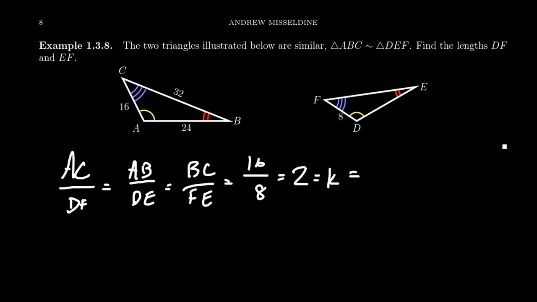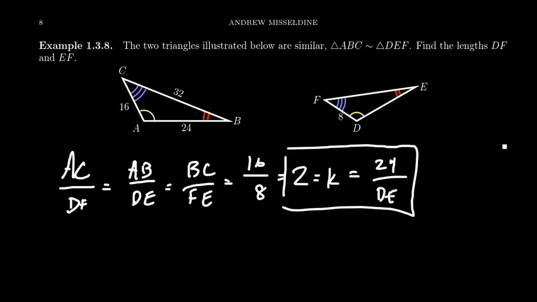So you get that if we take, for example, AB was equal to 24, and if we take DE, which we don't know what that is, we get that 2 is equal to 24 over DE. That's to say that 2 times DE is equal to 24, or DE equals 12. So the missing side here was 12.